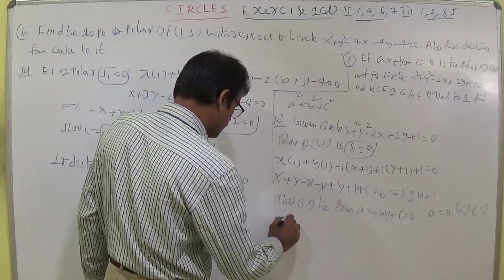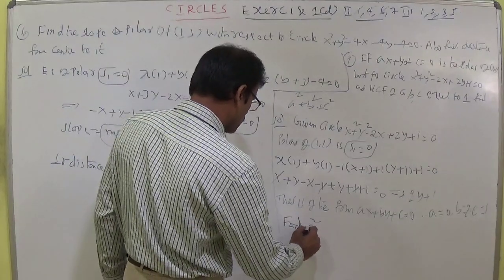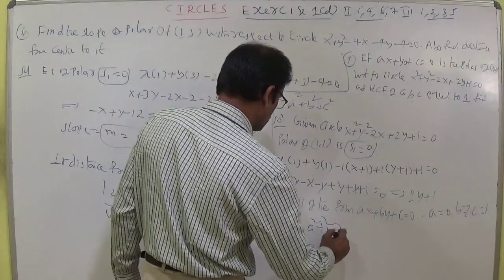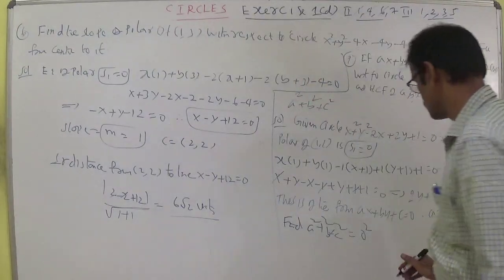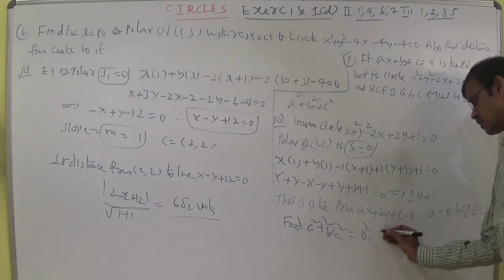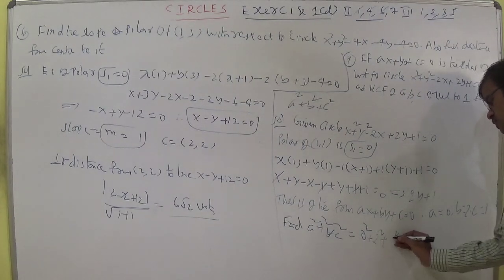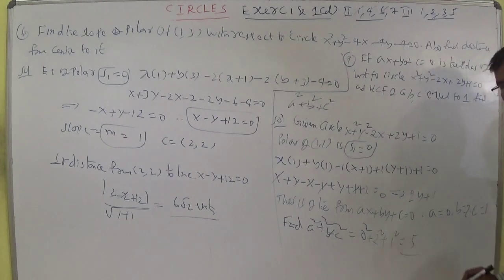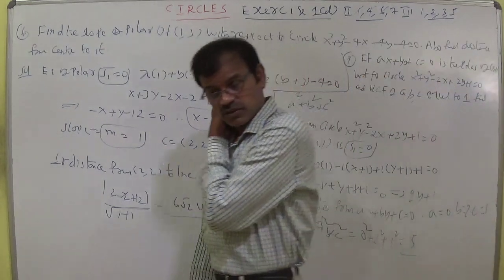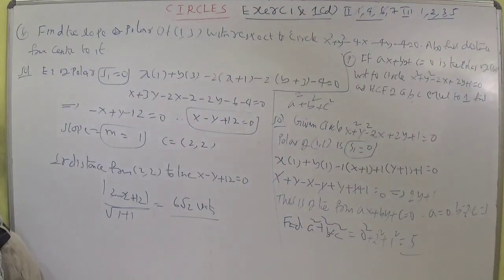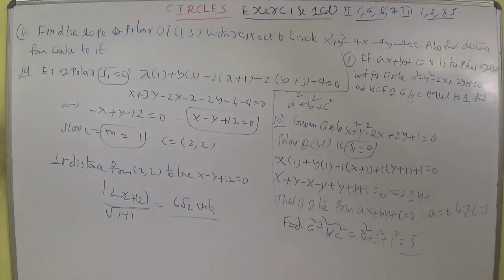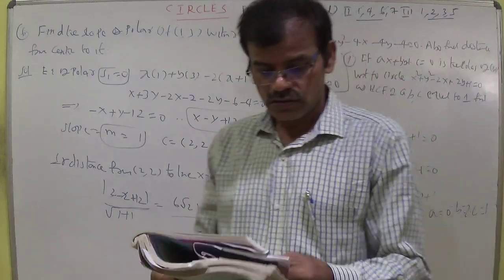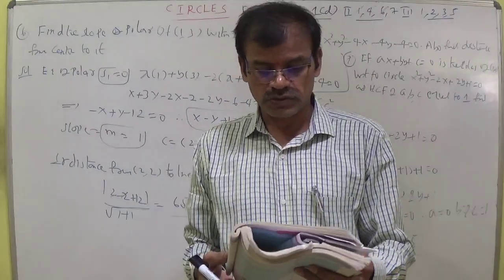Now find A square plus B square plus C square. So A is 0, so 0 square plus 2 square plus 1 square is equal to 5. Simply 5 is the answer. This is the objective question. In exercise 1D, Roman number 1 and Roman number 2 are completed. Okay, let us discuss the Roman number 3 questions in the next class.